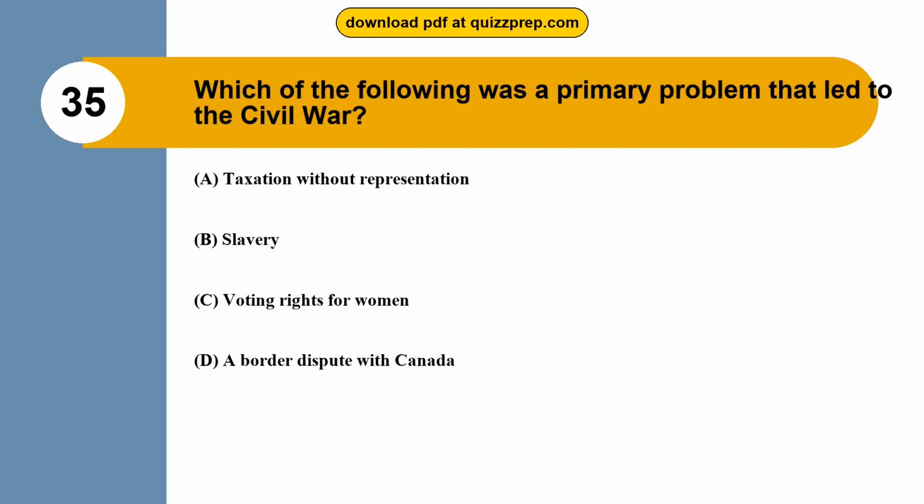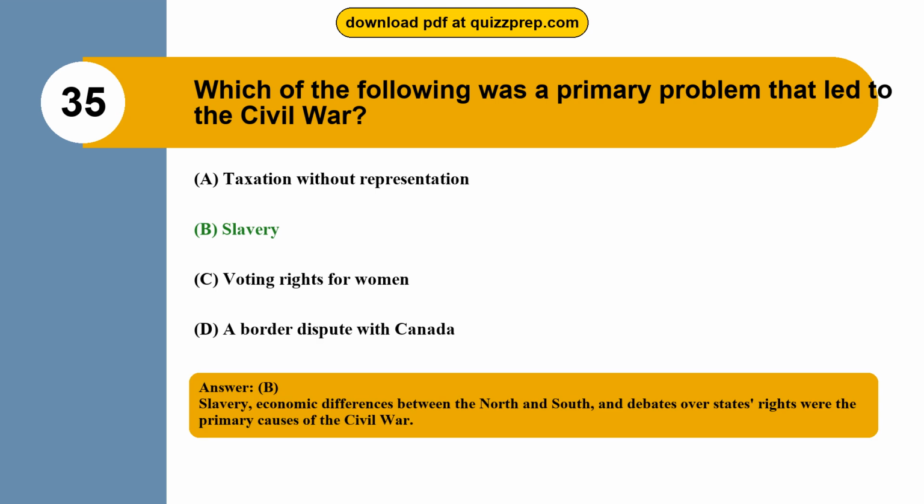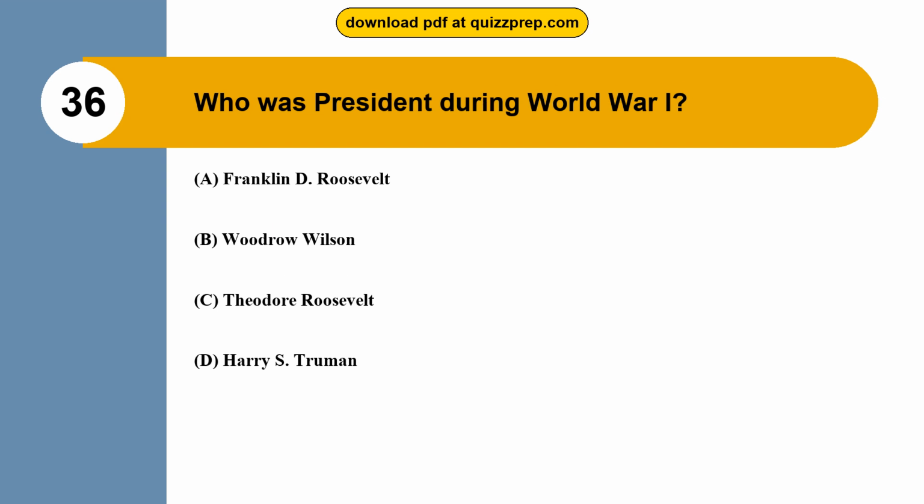Question 35. Which of the following was a primary problem that led to the Civil War? Option A, taxation without representation. Option B, slavery. Option C, voting rights for women. Option D, a border dispute with Canada. The correct answer is option B, slavery. Slavery, economic differences between the North and South, and debates over states' rights were the primary causes of the Civil War.